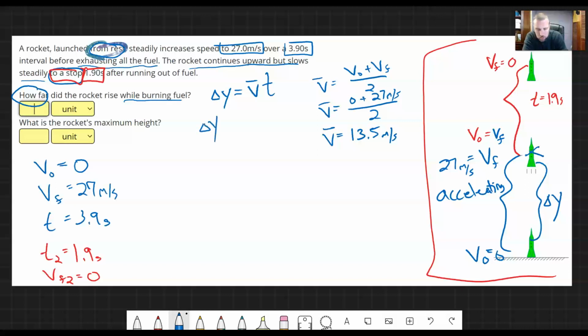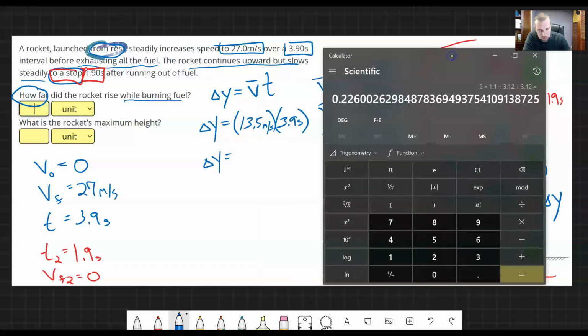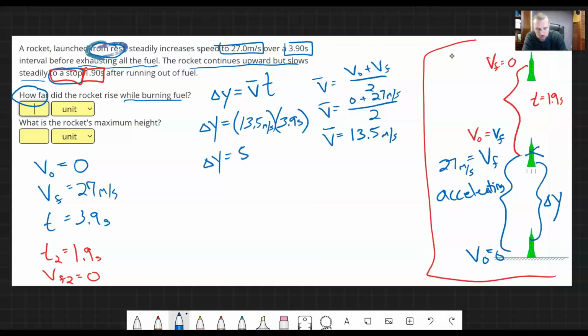So delta y equals average velocity, 13.5 meters per second, times, how many seconds did that last for? 3.9 seconds. And my delta y is, let's move this over, 13.5 times 3.9, 52.65 meters. That's the displacement for the first part.